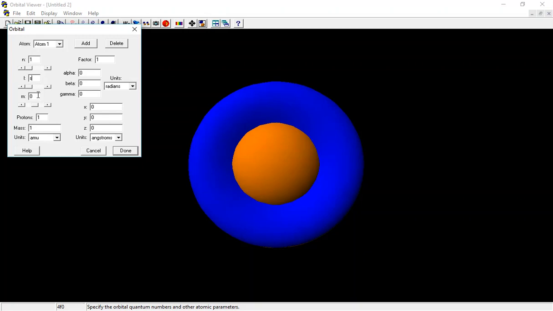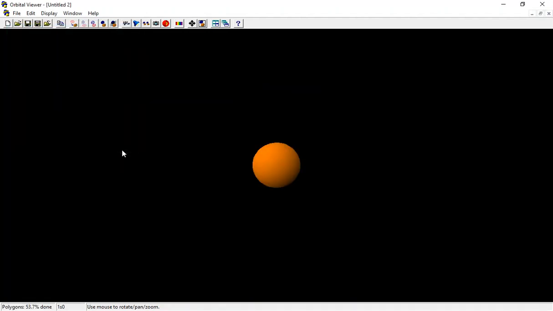What are the m sub L values that can be assigned when we are in the S sublevel, when our angular momentum quantum number is 0? Only 0, right? So check this out. This is just a sphere. So this is much more similar to the Bohr orbits concept than I think what we just looked at with the 4f atomic orbital.